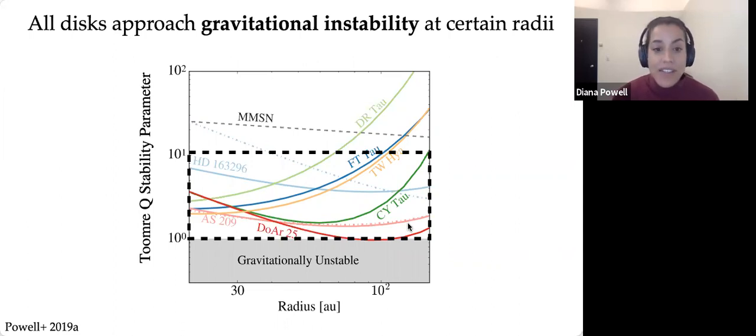But maybe if some disks are actually close to gravitational instability, you do not need a lot of these accretion processes to be happening, because at least some disks, so at least the bright massive disks in my sample, seem to maintain much of their mass.